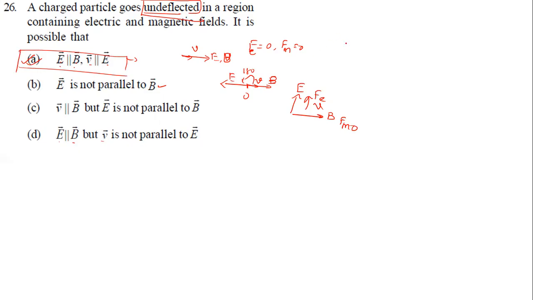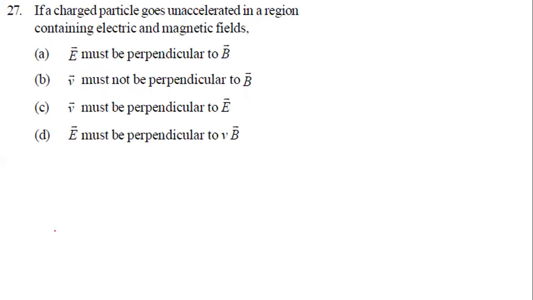See, this question is based on Lorentz force. F equals QE plus Q times V cross B. That's the thing. Okay. So what is the right answer now? First option is the right answer. Look at question number what now?